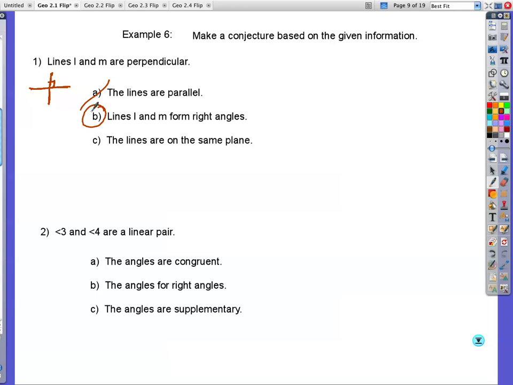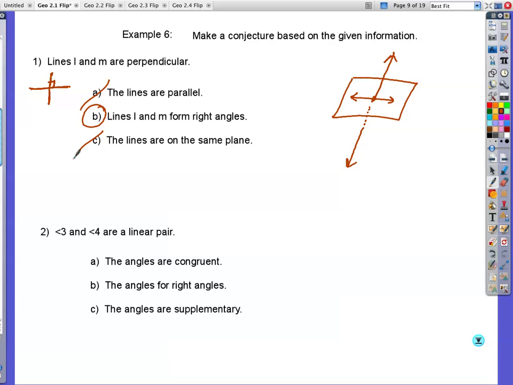Are the lines on the same plane? Most of us would probably think, yes, they would have to be. But you could have a piece of paper, and you could have a line on there, and you could have another line come down, meet at this point, and come through. So they don't necessarily have to be on the same plane.